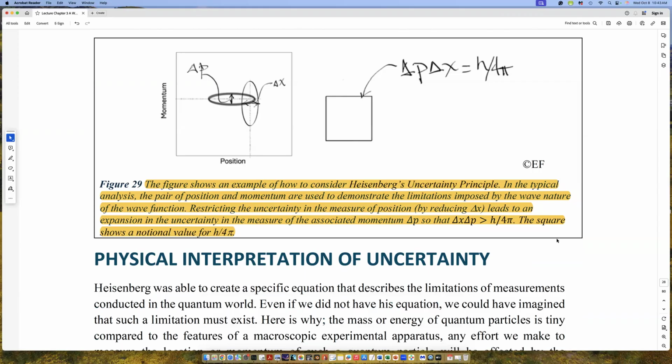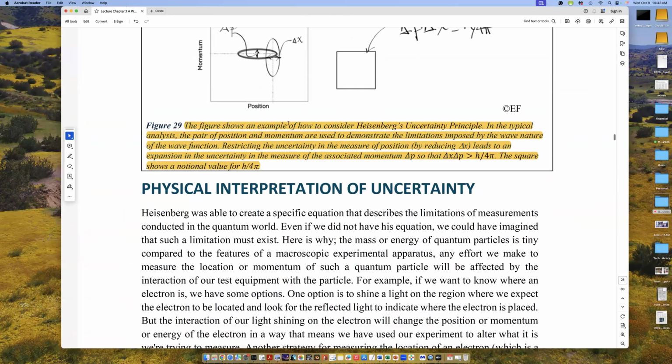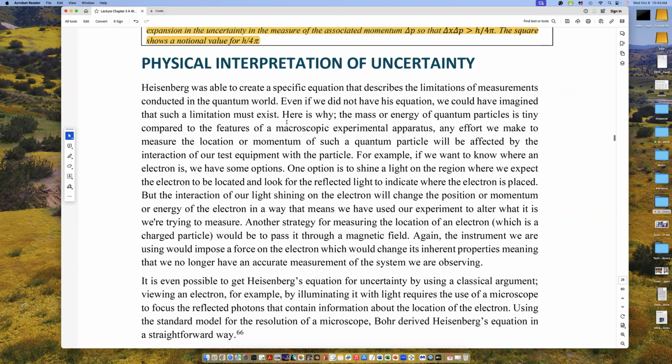Let me make this a little more confusing. What's that? You asking a question? No? Okay. Just remember to mute if you're not, unless you want to ask a question.